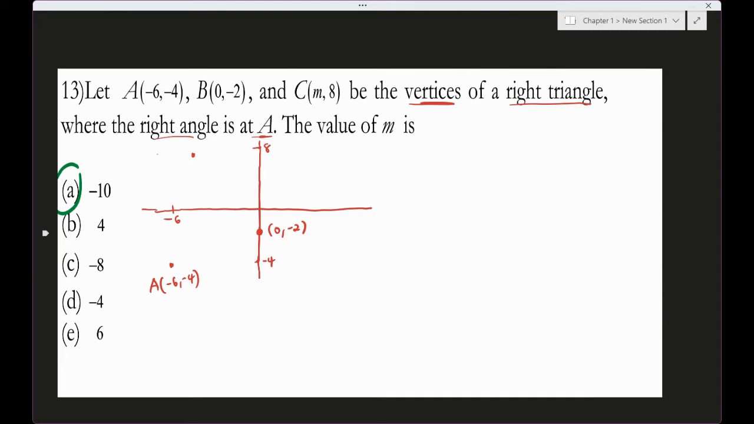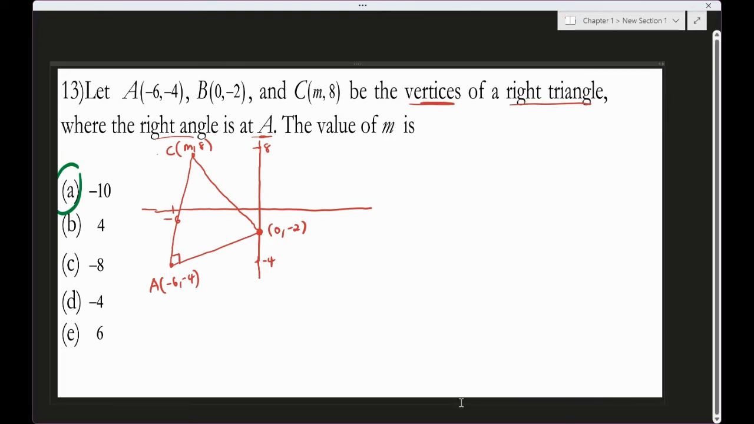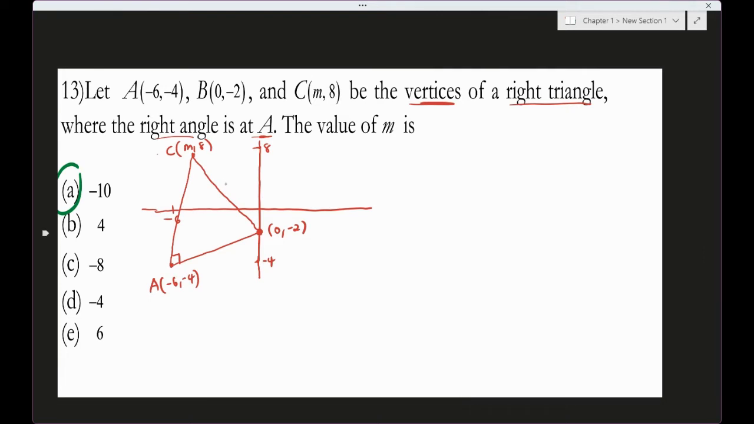So let's assume that we have a point here, just to try to form a triangle. We join. So this is our C, which is m and 8. We are told that we have a right angle at A, so it means we have a right angle somewhere here. Now we want to find the value of this m.